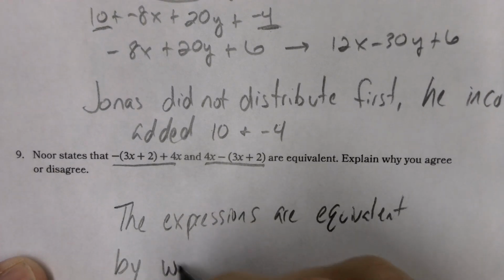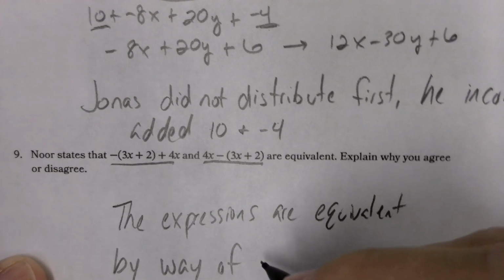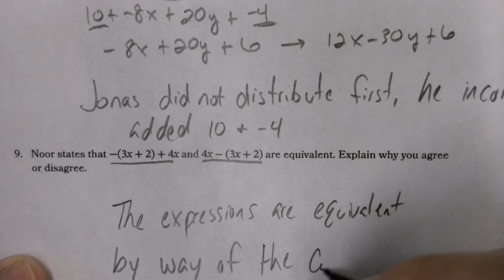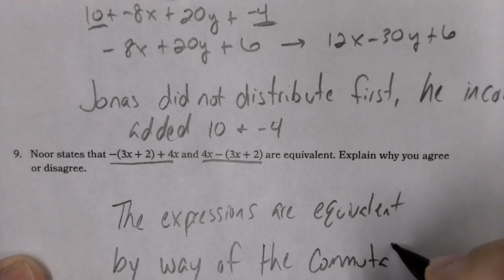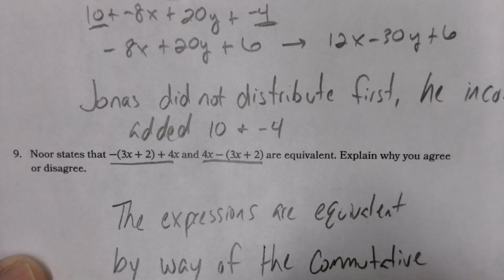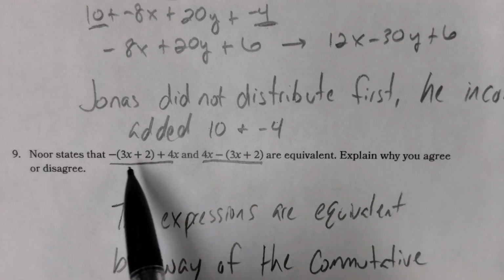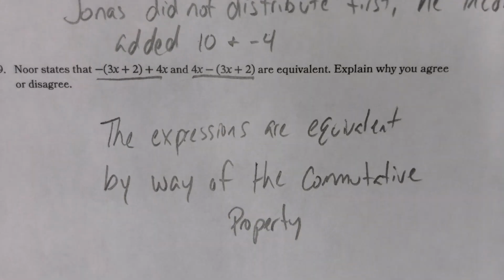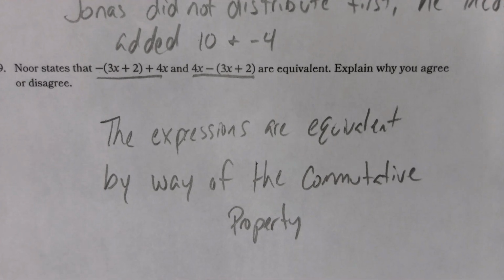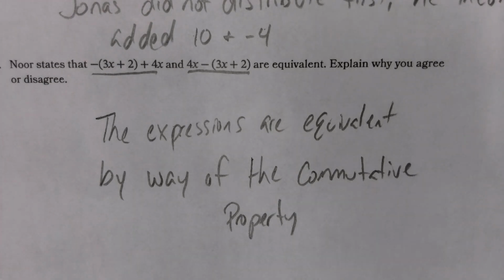By way of the commutative property. Noor just used the commutative property to rewrite these in a different order. If you solve it out, you will end up with the same response. She just put the 4x in front instead of at the end.